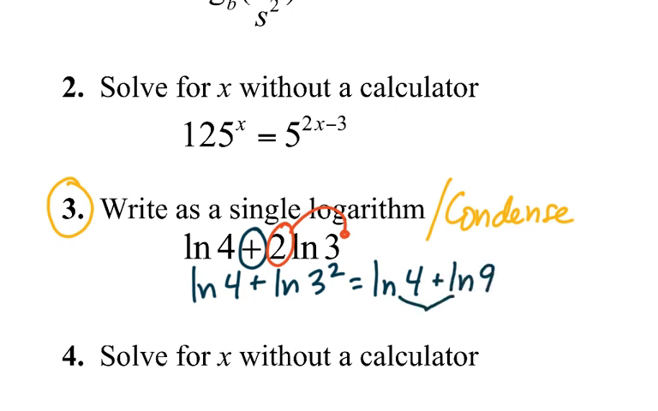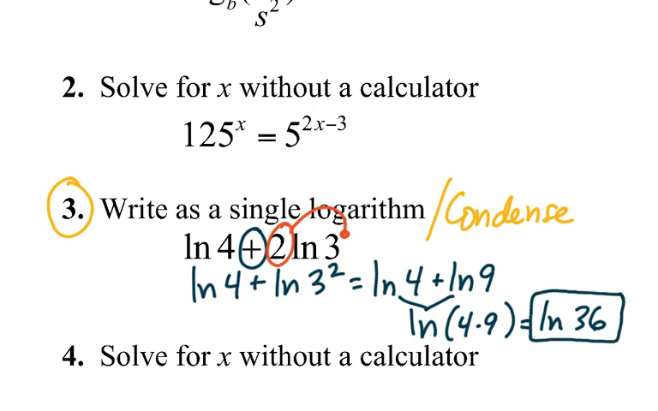All right, and now we can smash them. That smashes into one single log of 4 times 9. And again, this is stuff that we can do without a calculator. That becomes ln of 36.